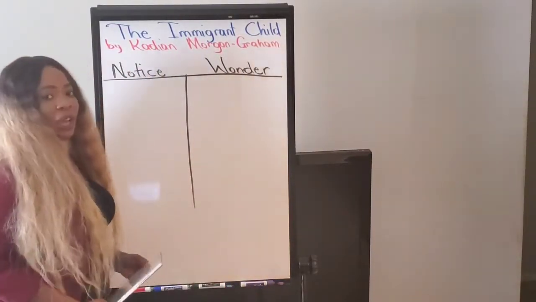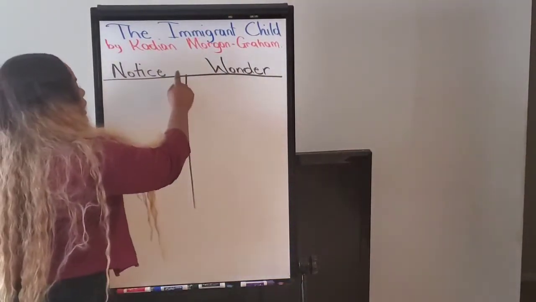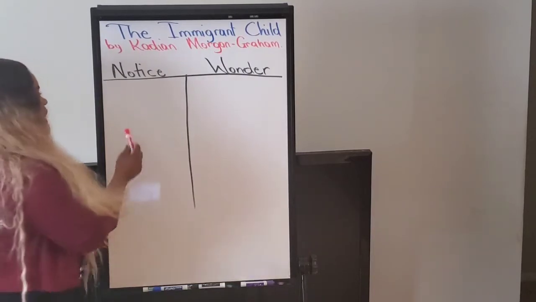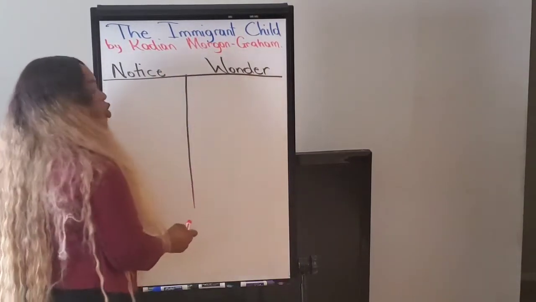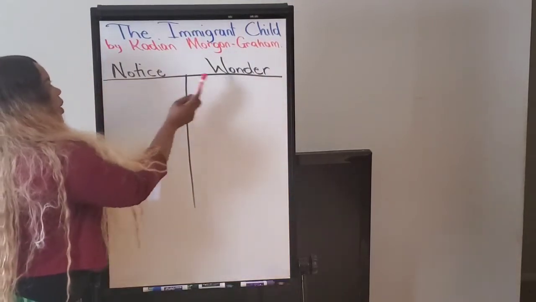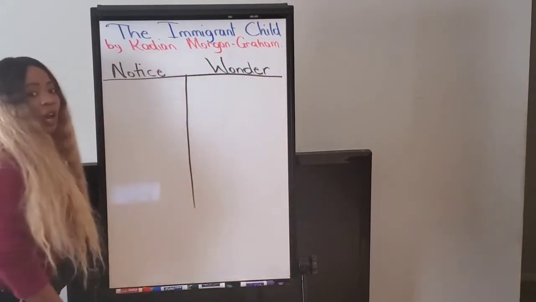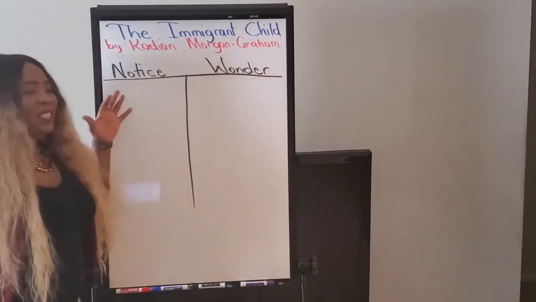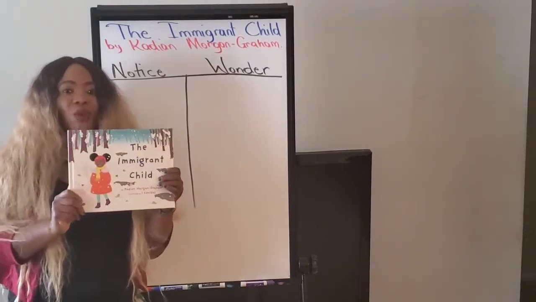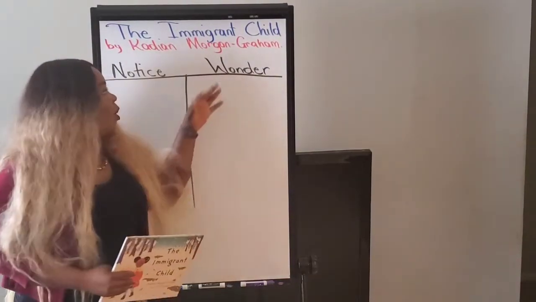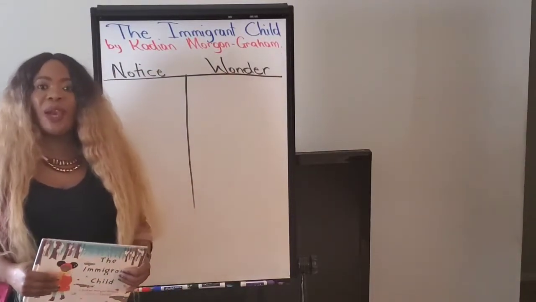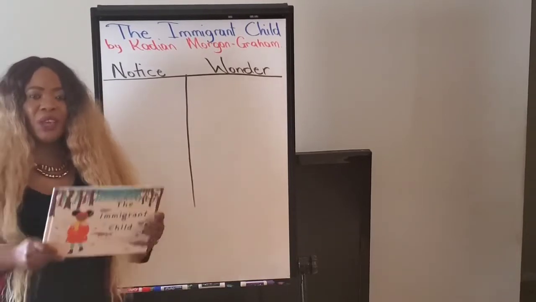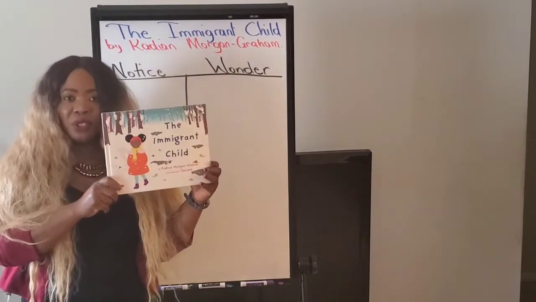And then you're going to create what is called a T chart. And T in the sense that it forms a T. Good job, my geniuses. So on this T chart, you're going to put notice and wonder. All right? Now, when you talk about notice, you are talking about the things that you see there. So what do you see when you look at the book? Then, over on the wonder side, you're going to think about some questions that you have. So what are the questions that you have just by looking at the front of the book?